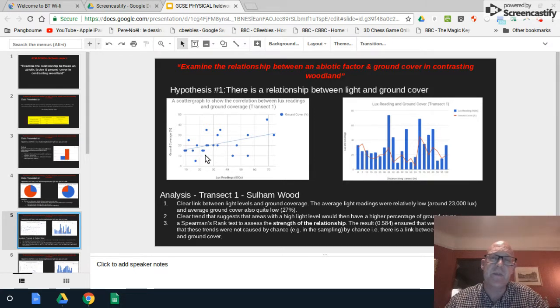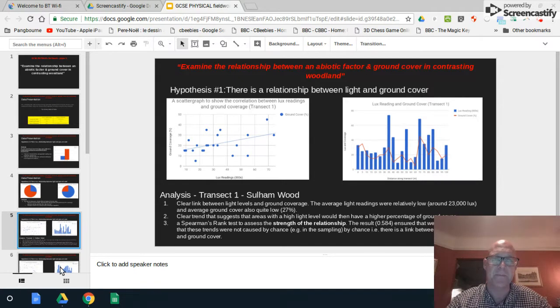But we can test whether or not the relationship you've seen here might actually just be caused by chance, for example, where you happen to sample. We do that with a Spearman's rank correlation test. And all that allows us to do is to eliminate mathematically chance as an explanation for the relationship you can see in that scatter graph. And lo and behold, to about a 99% probability, the relationship seen on that scatter graph has been caused by something other than chance. And that allows you to talk about the actual relationship between light and vegetation growth.